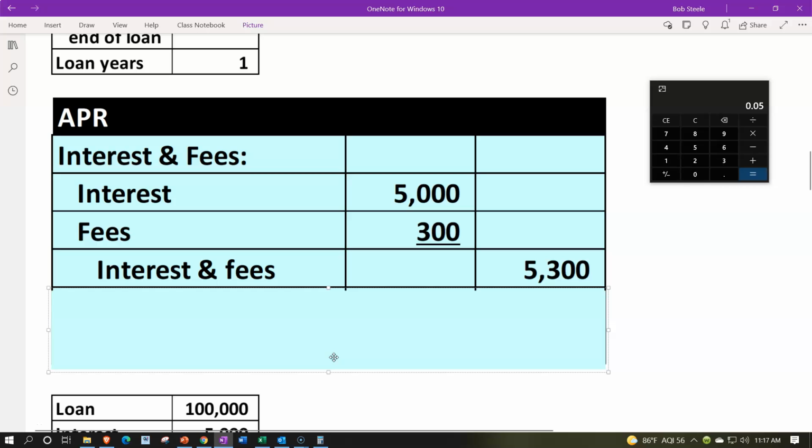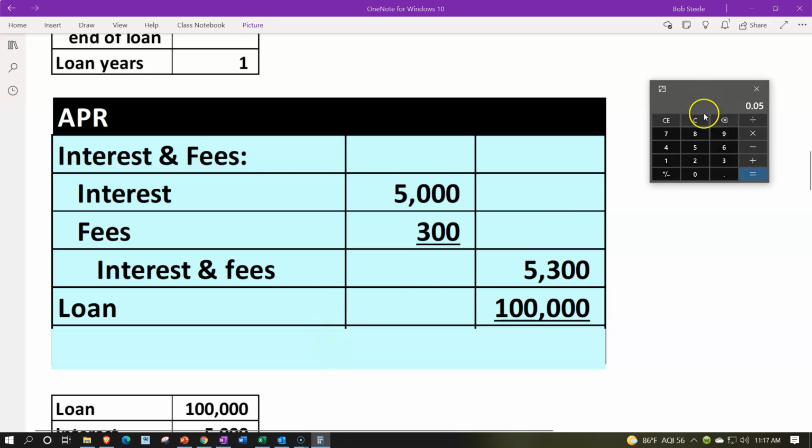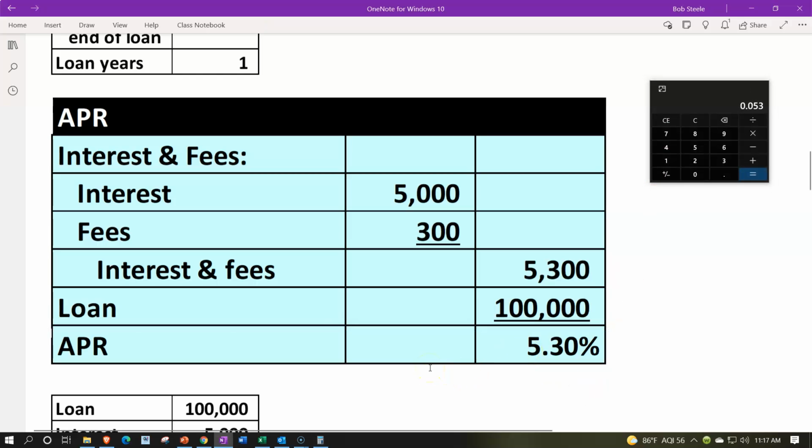That gives us the 5,300. Comparing that then to the 100,000, let's do that real quick. 5,300 divided by the 100,000, moving the decimal 2 places over, gives us the 5.3%. Now, that gives us a number that's a little bit easier for us to make comparisons. If I compare that, obviously, to the prior loan where I didn't have any fees, the one with the higher APR is worse. We'd want the one with the lower APR.